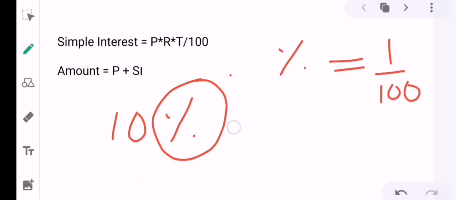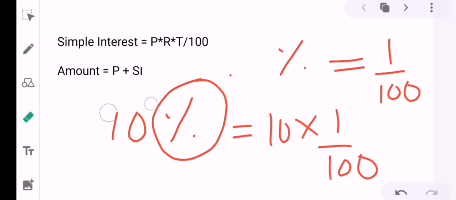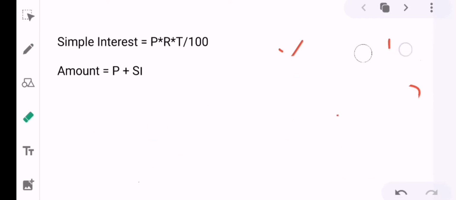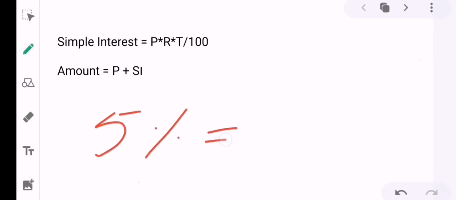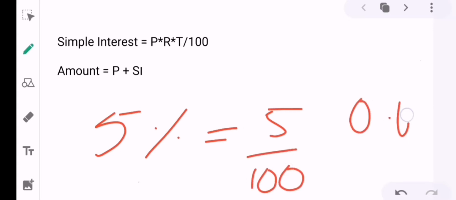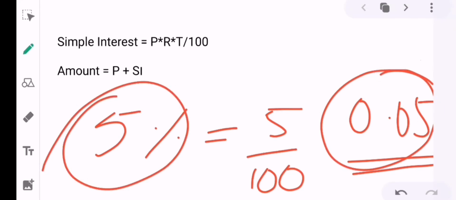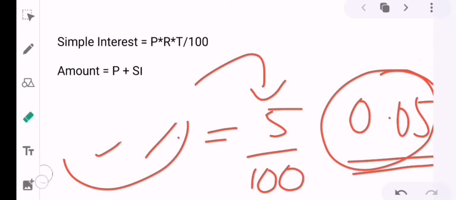So 10% means 10 into 1 by 100. That's it. You can take any number with that. It just means it is divided into 100 equal parts. If you take 5%, 5 is divided into 100 equal parts, so each part will be 0.05. This is the actual value, this is the percentage value, and this is the way we write it without notations. So R percentage simply means R by 100.